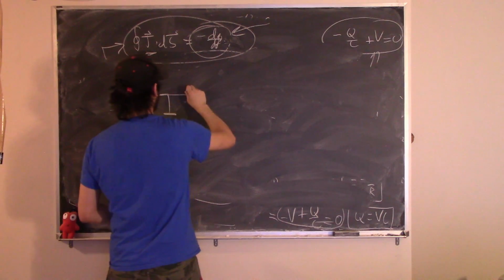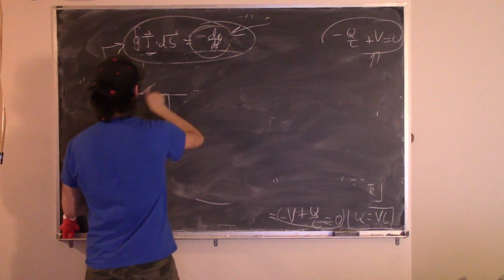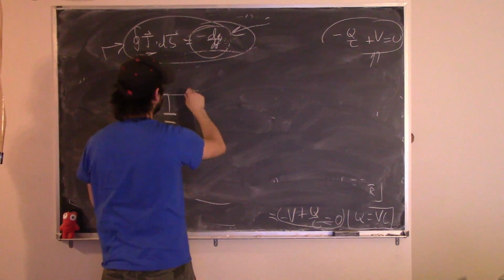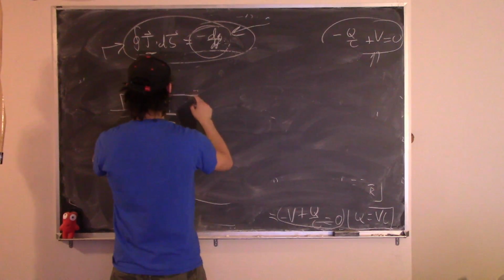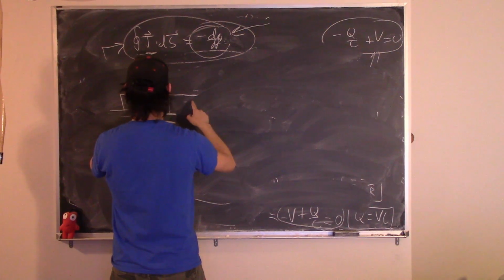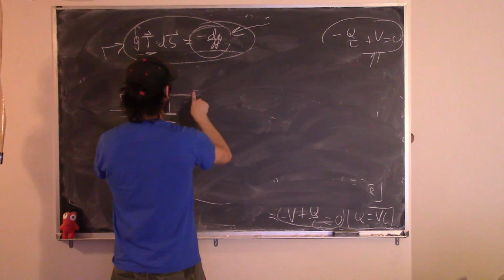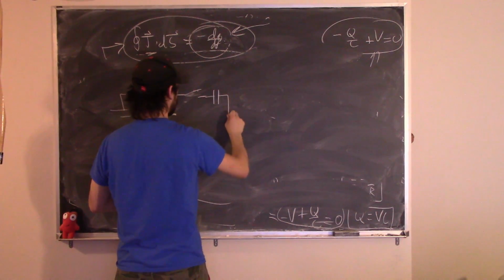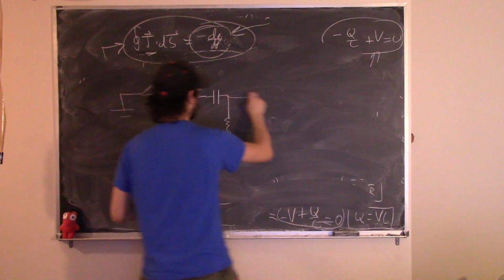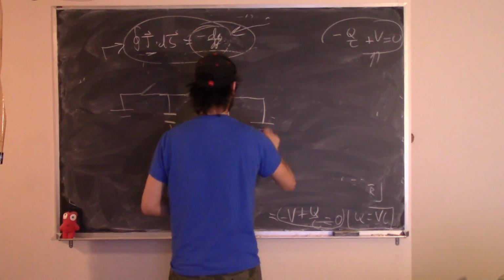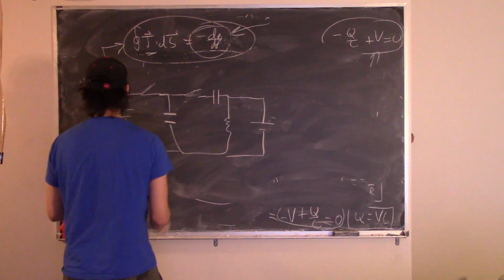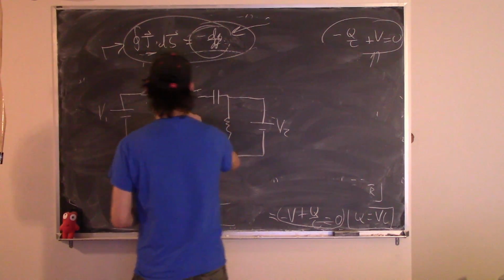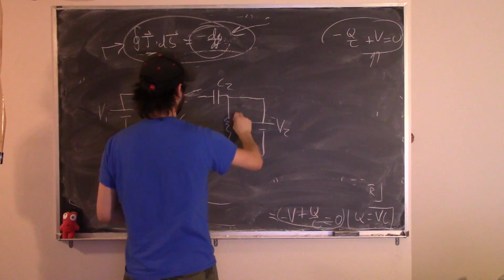So really, we have two states for this problem. I'm not going to draw the general switches open, switches closed. I'm just going to draw it in the two states. So the first state looks like this. I think this was a V1. Yeah, this was a V1. This is a V2. This is a C1. This is a C2. And this is an R.